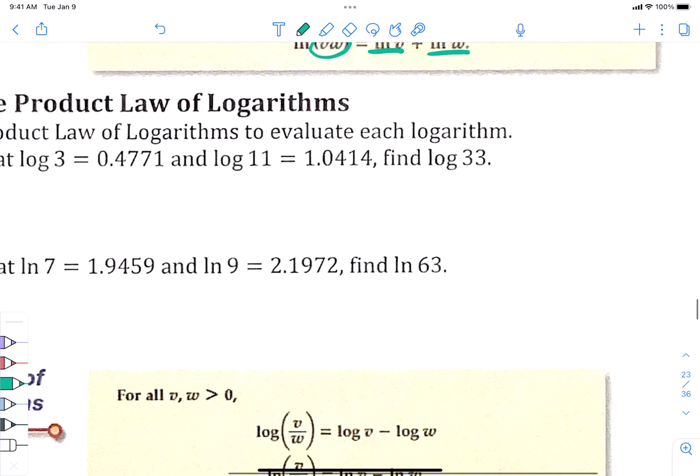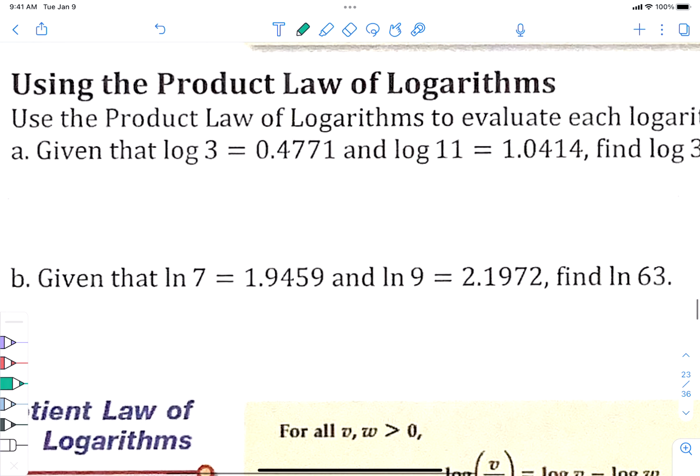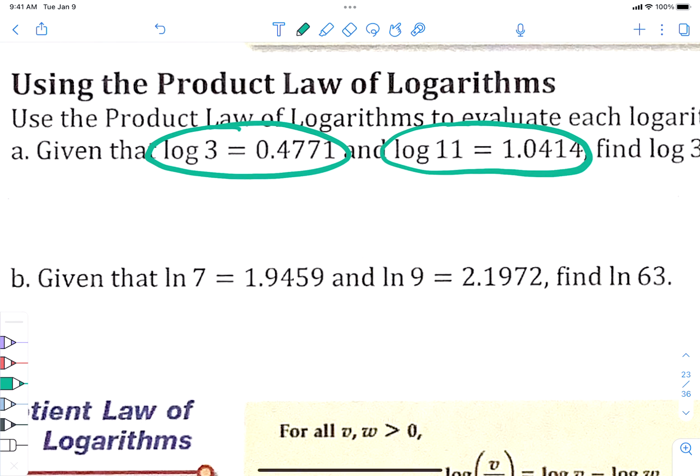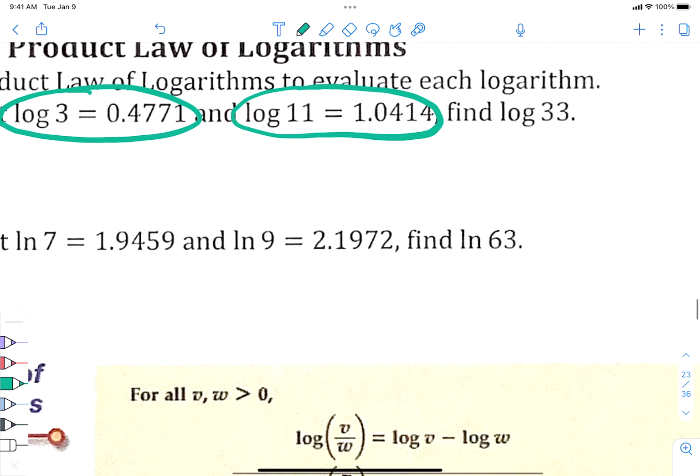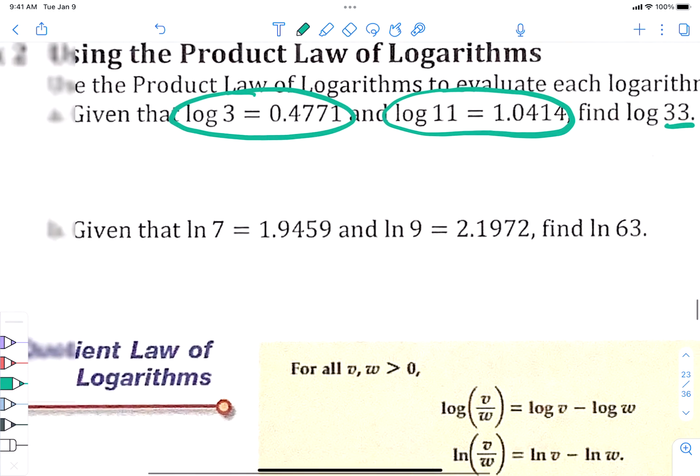Okay, so let's go down here. This is going to be kind of a weird example. They are giving to us this information. We know log 3 is that number, and we know log 11 is this number. They are saying find log of 33. You just add them. I don't know what log of 33 is, but I do know log of 3 and log of 11, okay? So you're right, we're just going to add them, but let me show you how this breaks down.